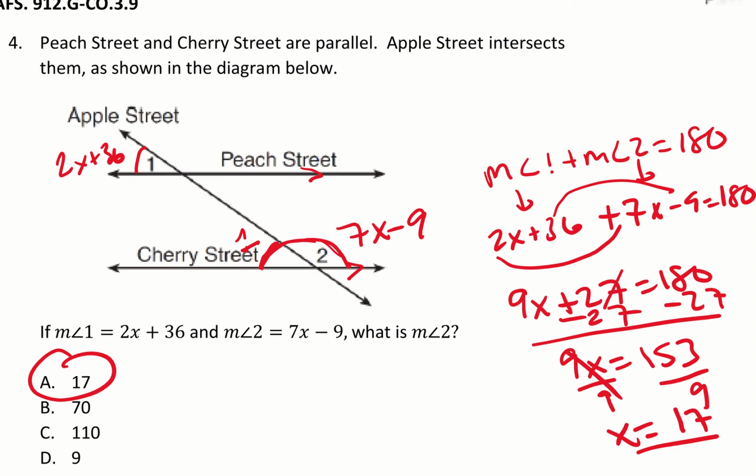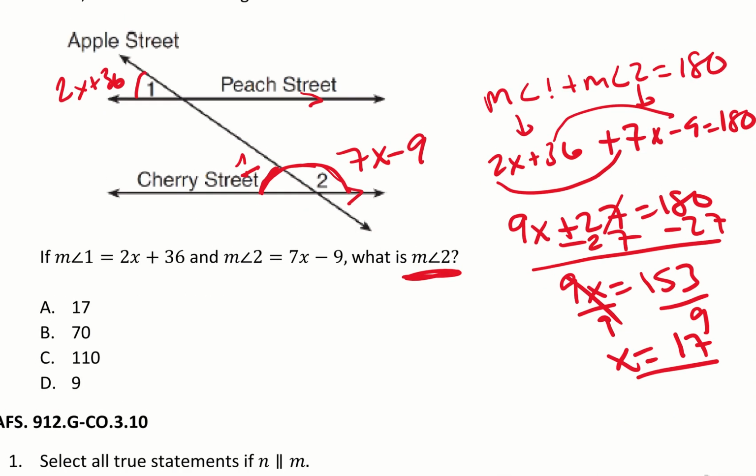We got to be very careful here, actually, because they don't want x. They actually wanted the measure of angle 2. So we got to be very careful, because I almost made that mistake, right? But then I backtracked and saw, well, what are they actually looking for? They're actually looking for angle 2. So we got to plug in 17 into there. I think I might have made this mistake in class, unfortunately. So I'm glad that we're going back over this problem, because this is a lesson in reading the problem.